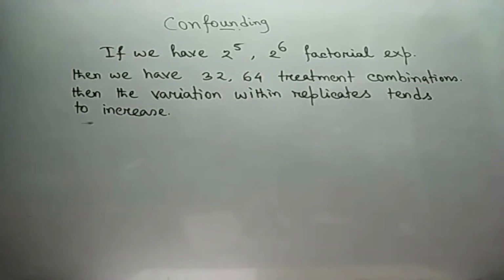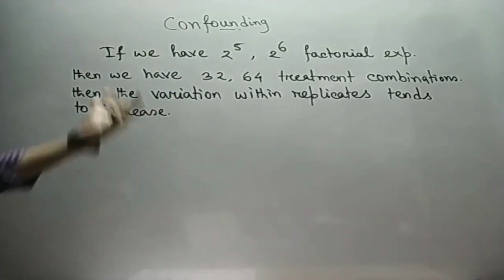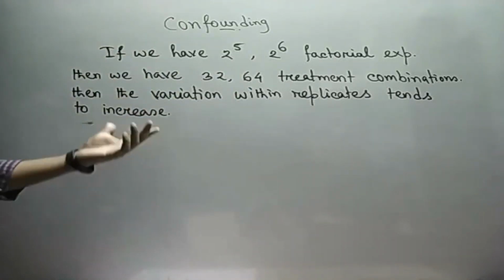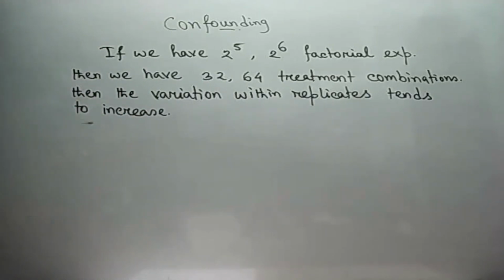As the number of treatment combinations increases, obviously the number of plots in a particular experiment or particular replicate increases. So that's why we just have to minimize this number of plots, or let's say take more blocks.